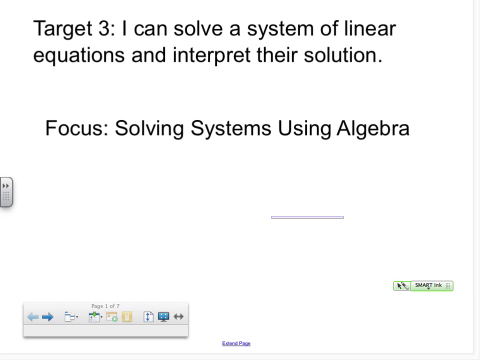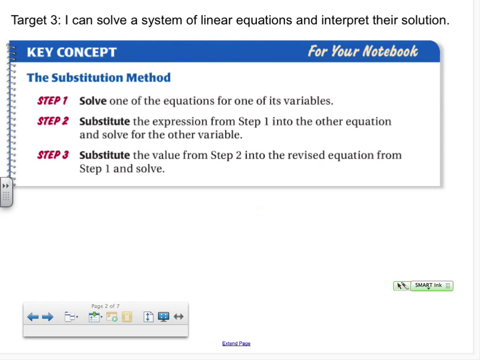We're going to start with substitution. To do substitution, you're going to take one of the equations and solve for one of the variables. It is best to look for a variable that's easy to solve, typically one that has a coefficient of positive 1. Once you've done that, you're going to take that equation and plug it into the other equation.